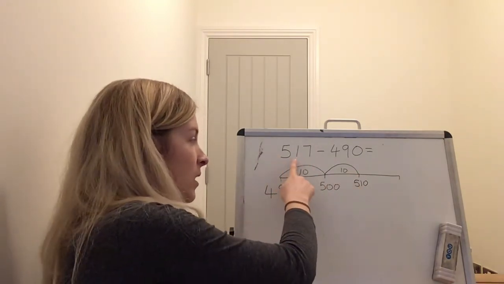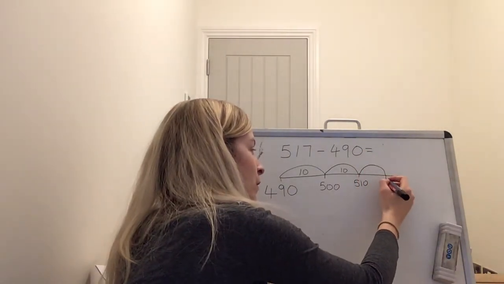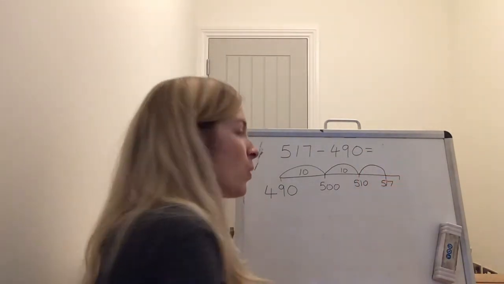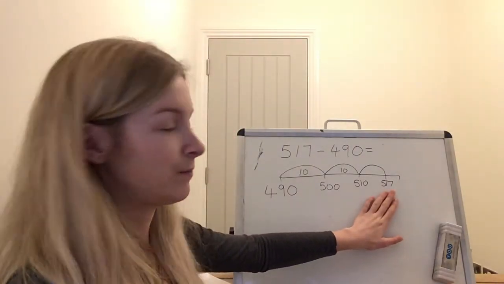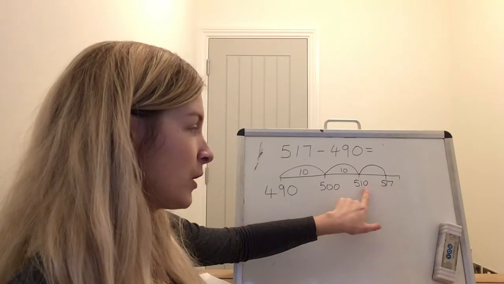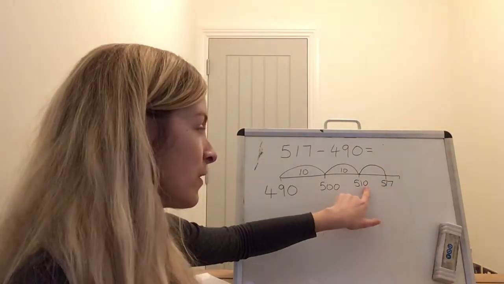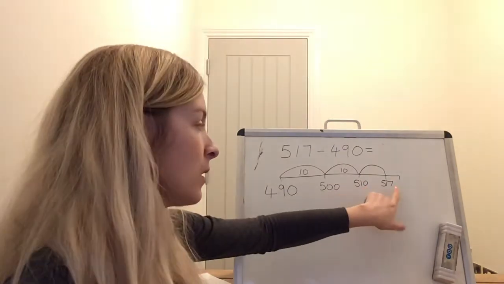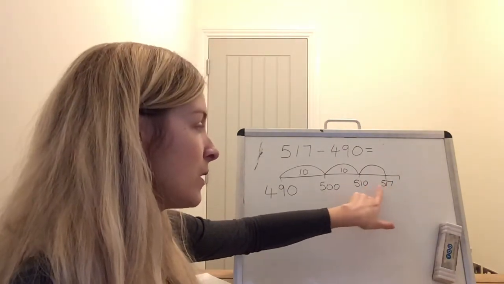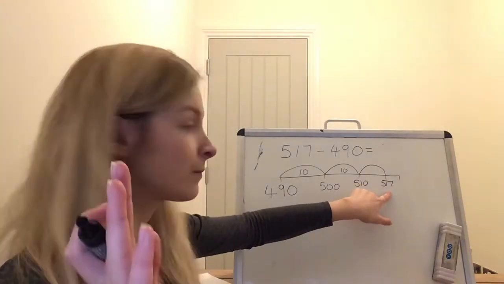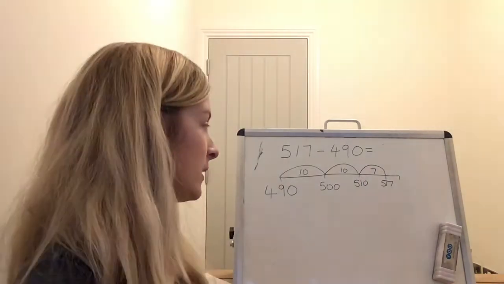We have a little bit more to jump, so we need to get to that final number of 517. What is the difference between 510 and 517? If you look at the ones column, it will tell you in a fairly straightforward way. We've gone from 510 with 0 ones to 517 with 7 ones. So the difference between these numbers is 7. Well done if you got that.